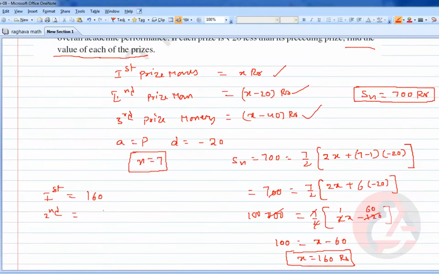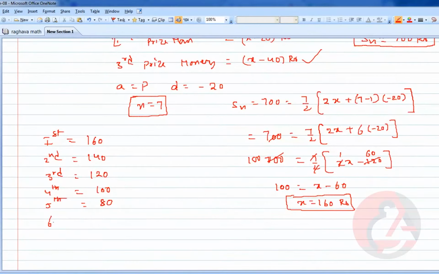Second prize is less by 20, that is 140. Third prize is 120. Fourth prize is 100 rupees. Fifth prize is 80 rupees. Sixth prize is 60 rupees. Seventh prize is 40 rupees. If you add all these, you will get a total of 700 rupees, to verify your answer is correct or not. So this is the list of prizes for 7 members.